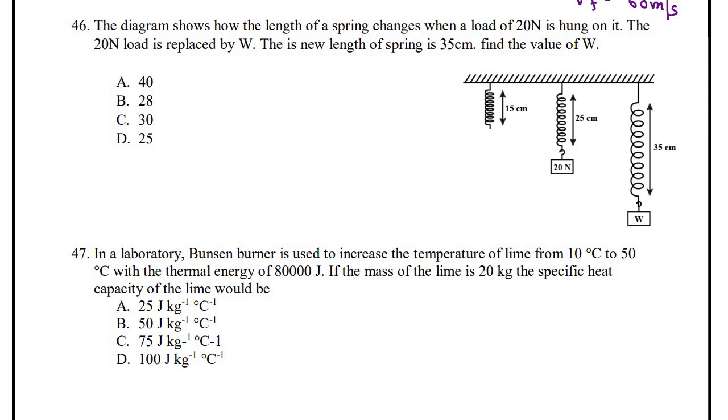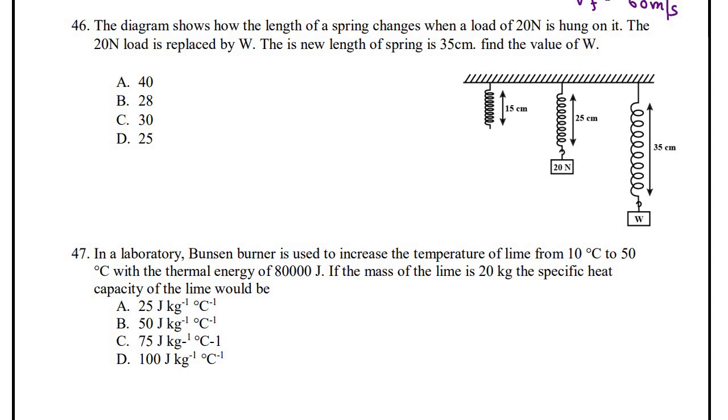The diagram shows how the length of a spring changes when a load of 20 Newton is hung on it. The 20 Newton load is replaced by a weight W. The new length of the spring is 35. What is the value of W?